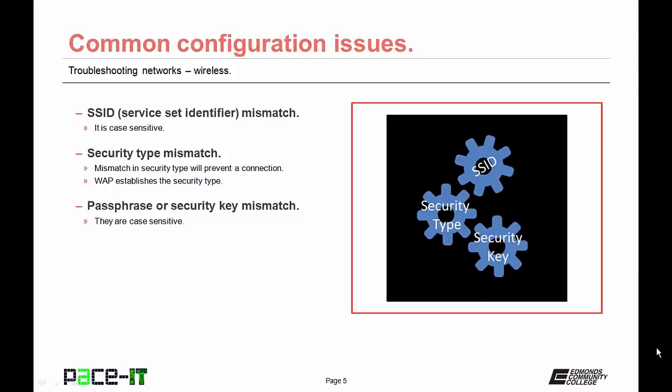Another one that commonly crops up is security type. A mismatch in the security type will prevent a connection as well. And you need to realize that your wireless access point is what establishes the security type that will be used. A mismatch in the passphrase or security key also means that you cannot connect, and these are case sensitive as well. Now let's move on to common symptoms.